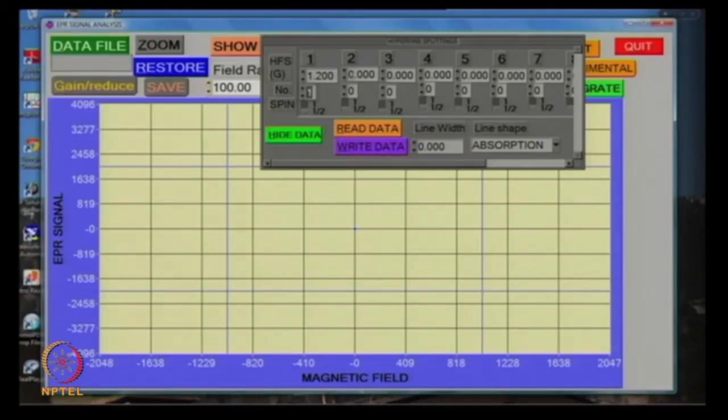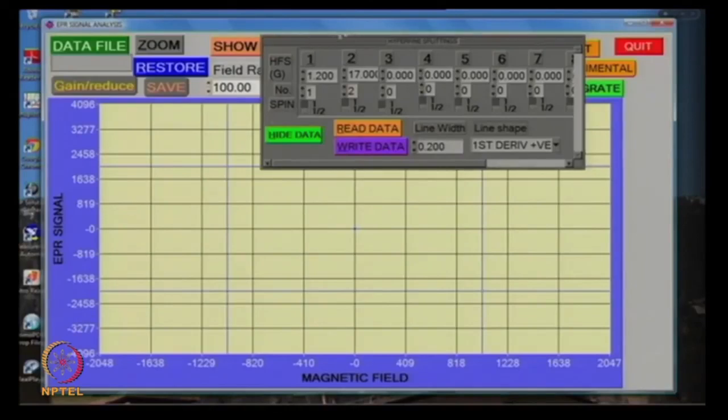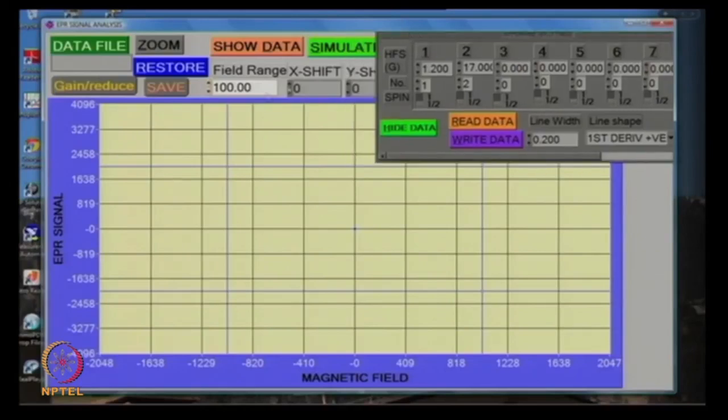Another coupling constant is 17.0 Gauss and there are 2 of them, and again spin half. Let us give some line width of 0.2 Gauss and the spectrum should look like first derivative. Keep it here. Let us simulate the spectrum and the experimental range of the magnetic field scan, let us keep it at 50 Gauss. Now simulate it. That is how it looks like. Doublet, doublet, doublet, and overall triplet is present here, which is similar to what we saw earlier.